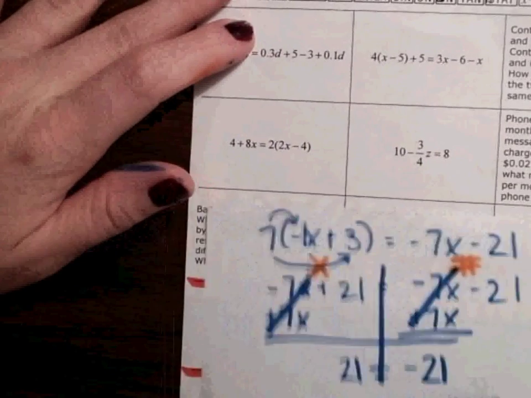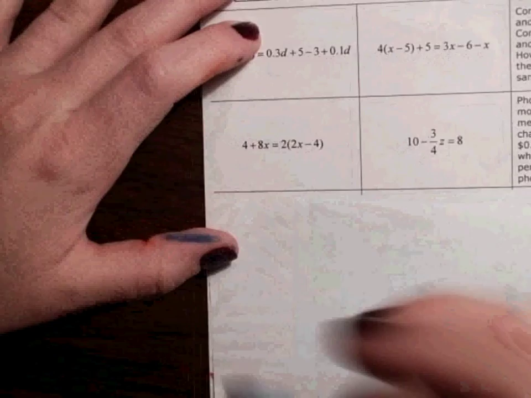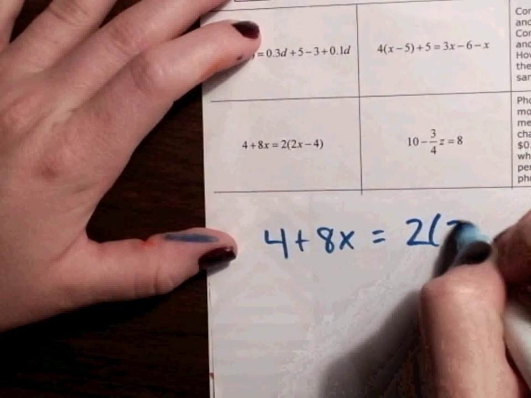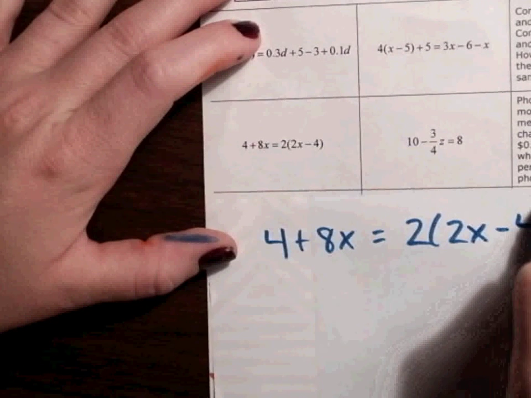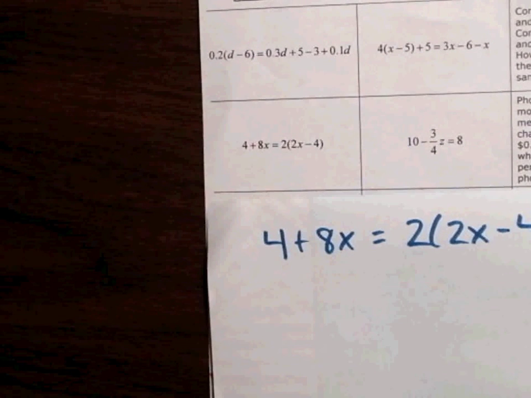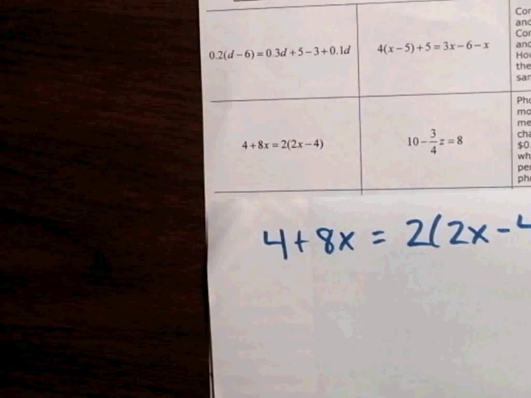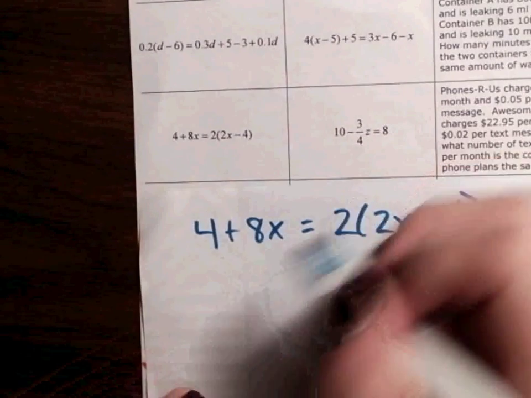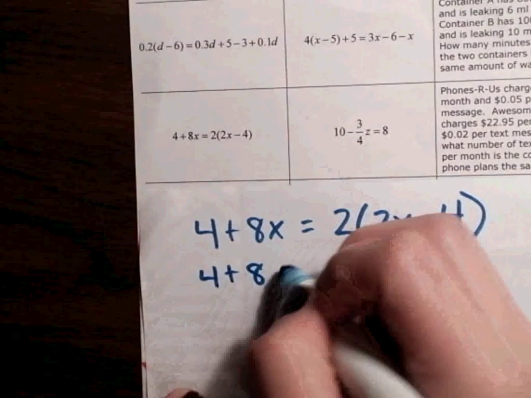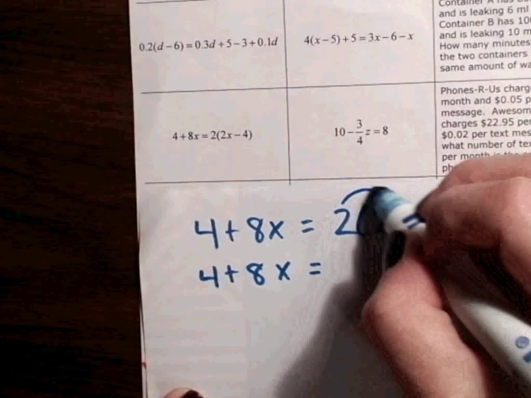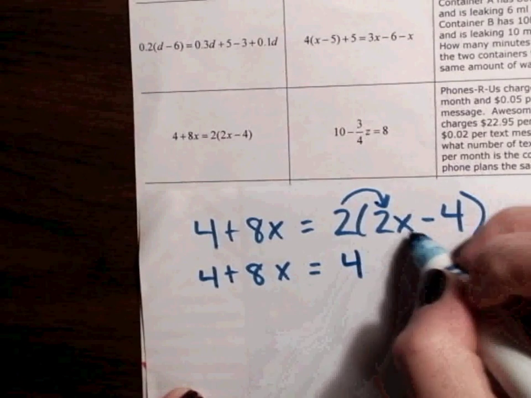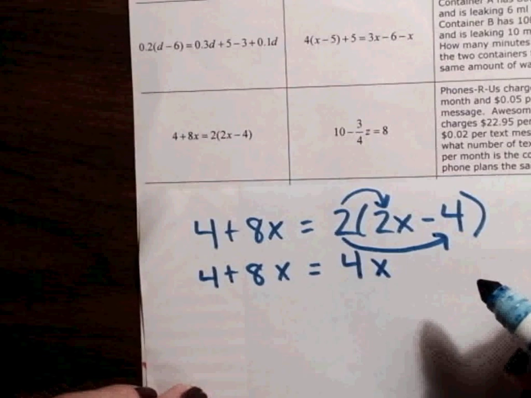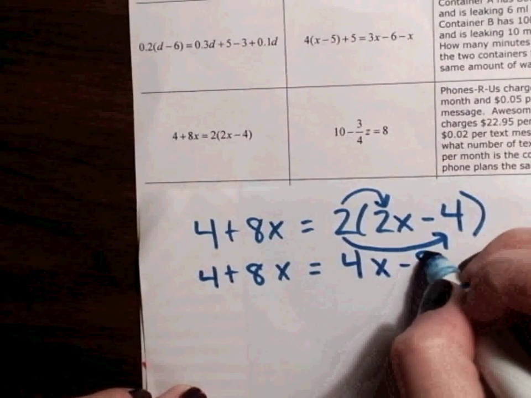This one here is the one we're going to do. 4 plus 8x equals 2 times 2x minus 4. Now, in this situation, of course, I know I'm going to distribute first. So I'm going to bring down this side plus 8x. I'm going to distribute 2 times 2 gives me 4, and I'm going to bring the x down, and then I'm going to multiply 2 times negative 4, which gives me negative 8.